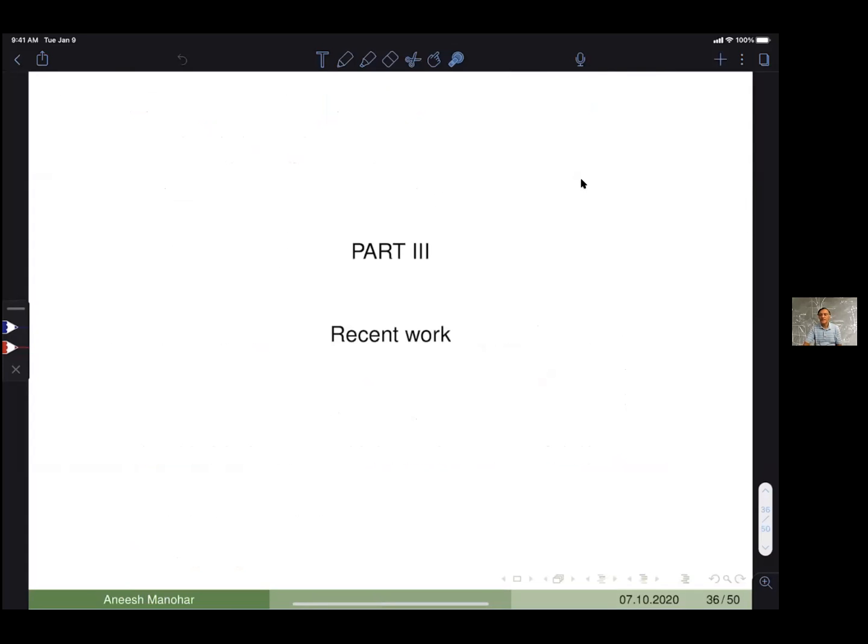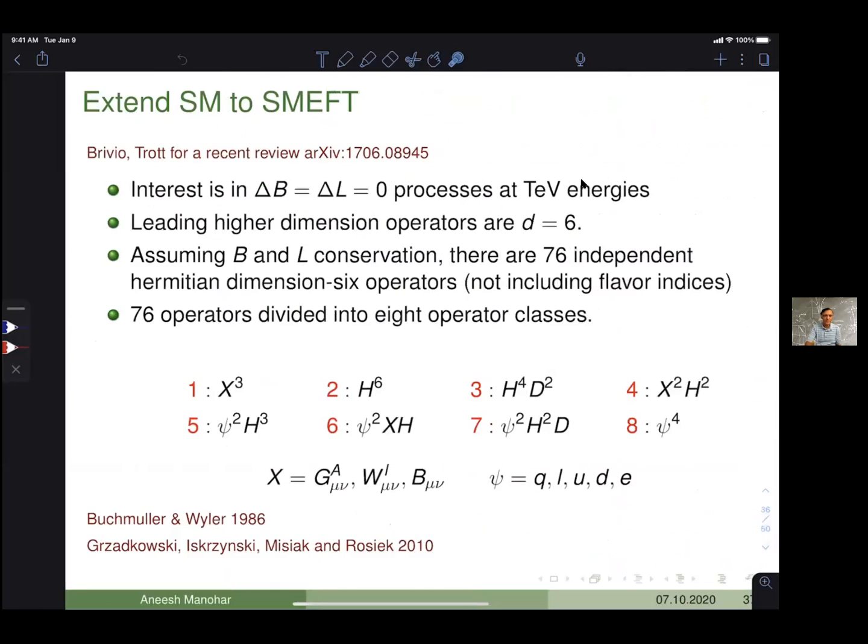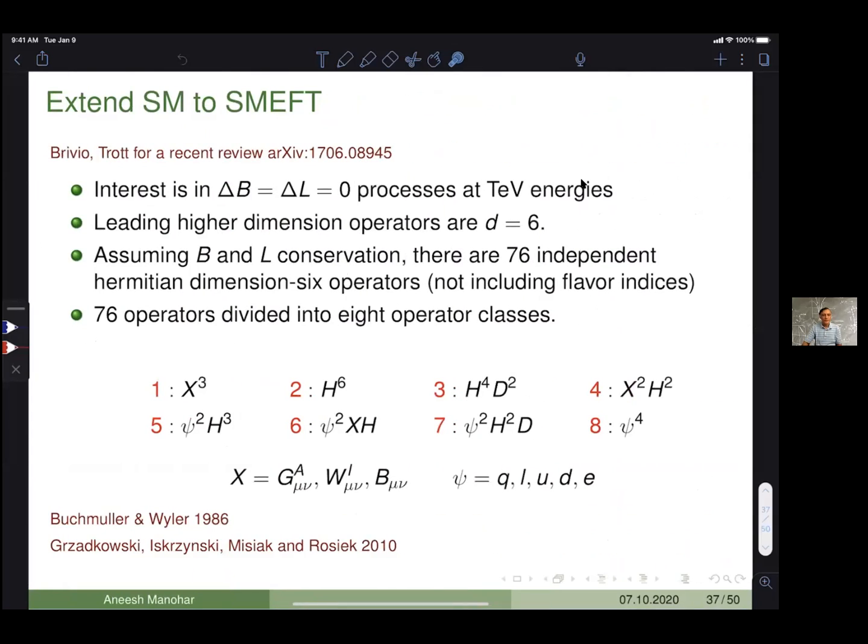Okay, so now I want to discuss some recent work, so it'll focus mainly on stuff I've done. First I'm going to discuss the extension of the standard model to SM-EFT. This is really an old idea going back to the papers by Weinberg, Wilczek, and Zee, where you think of adding higher dimension operators to the standard model. But the interest in the recent work has been in looking at baryon number and lepton number conserving operators and looking for deviations from the standard model at the LHC.